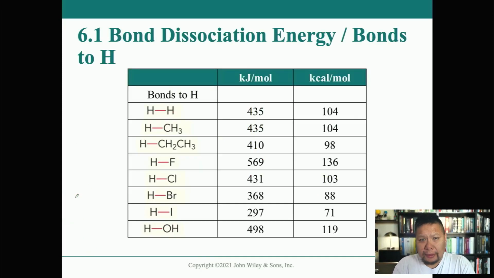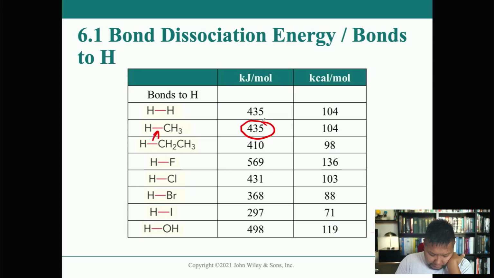As always, I don't ever want you to memorize things that are on charts like this. Just a general understanding of what this chart is about is all you really need to know. And so, quite honestly, you could take these bond dissociation energies and figure out how much energy is required to break a bond, right? So, like, you have a carbon hydrogen bond here in a methyl, and it requires 435 kilojoules per mole, right? Does that make sense?